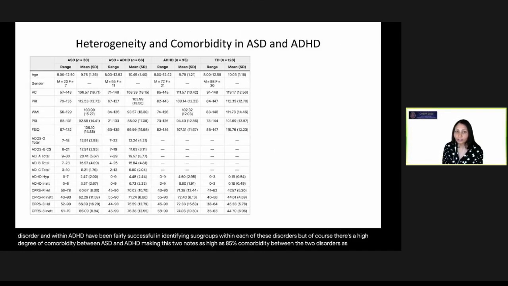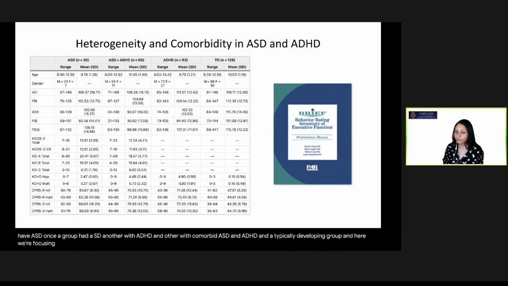We were able to work with Stewart Mostofsky's group at Kennedy Krieger Institute to obtain a sample of children between the ages of 8 and 13. One subgroup had ASD, another had ADHD, another had comorbid ASD and ADHD, and there was a typically developing group. And here we're focusing on executive functions and cognitive flexibility deficits, which we know to be quite prevalent across both of these and other neurodevelopmental disorders.